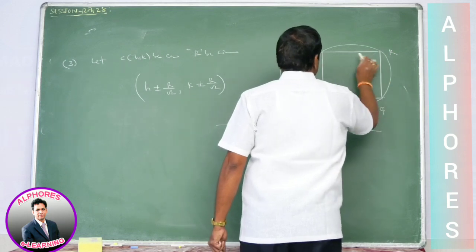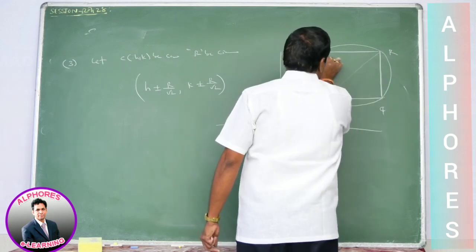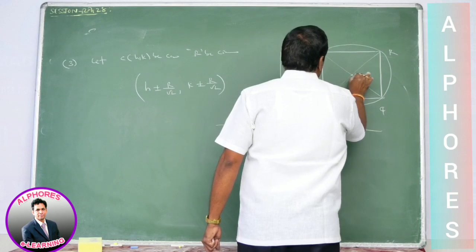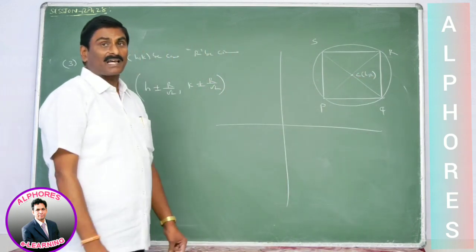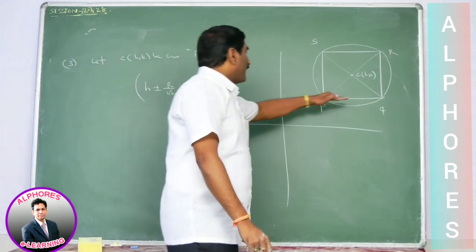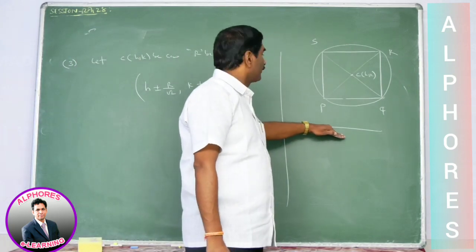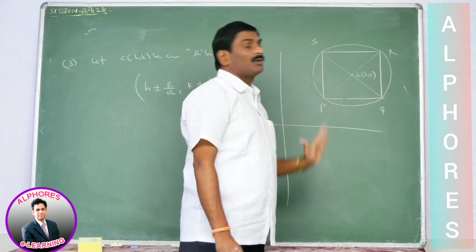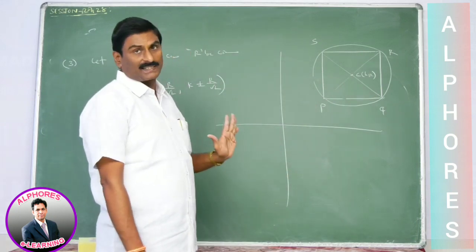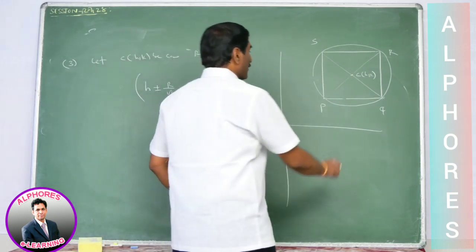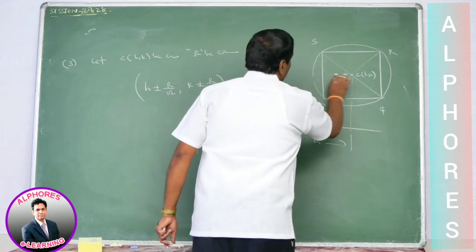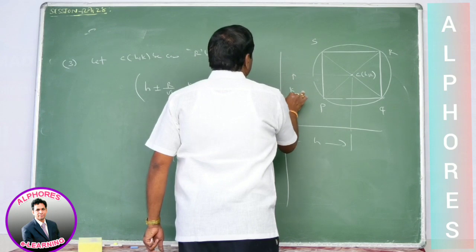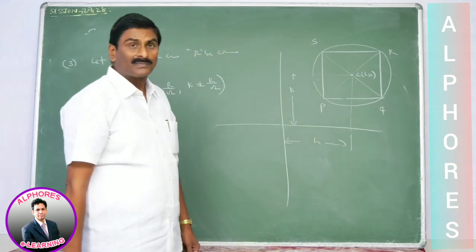Center of the circle is nothing but the point of intersection of the diagonals. It is the center of the circle (H, K). The sides are parallel to the coordinate axes. That means PQ and RS are parallel to the x-axis, and PS and QR are parallel to the y-axis. It is (H, K). Draw the projection. The distance is H. Here you draw the projection on the y-axis. This distance is K. Any doubt?